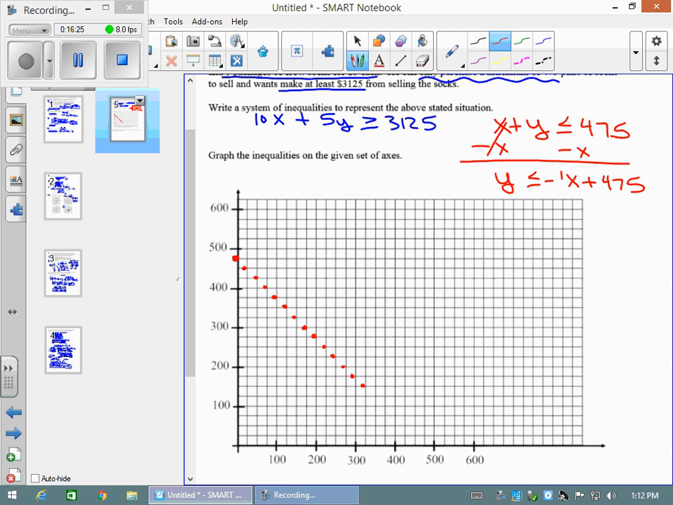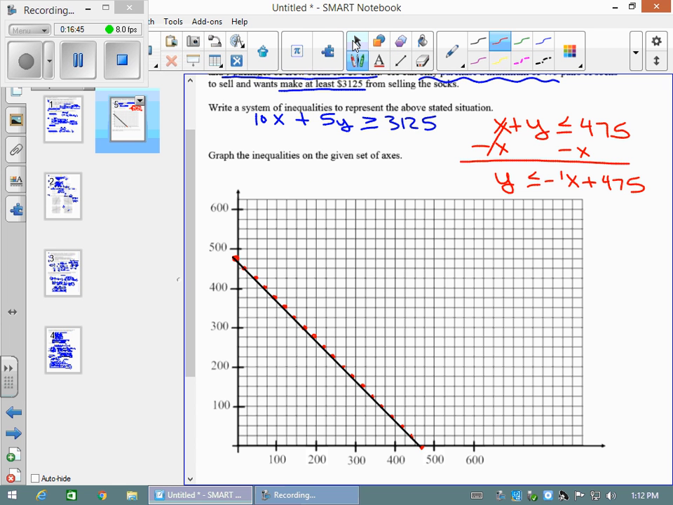The smartboard is off just a little bit here. Now this is inclusive, so it should be a solid line. So I'm going to draw my solid line in. And I'm going to pick a test point. So I'm going to test 0, 0. So just for your reference, 0, 0 is right down here.